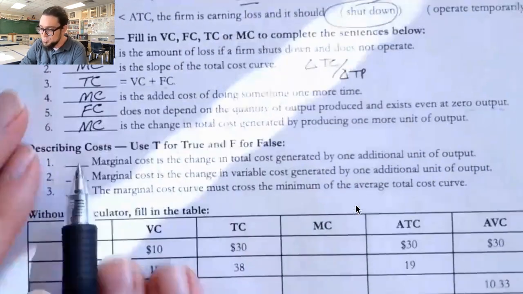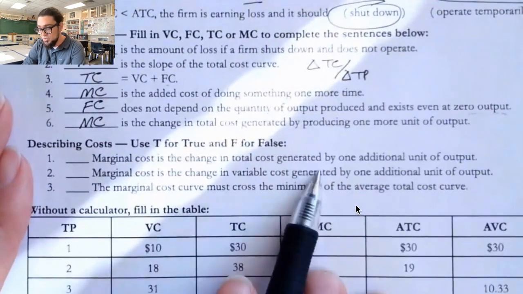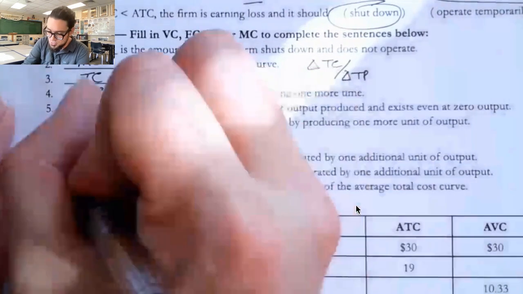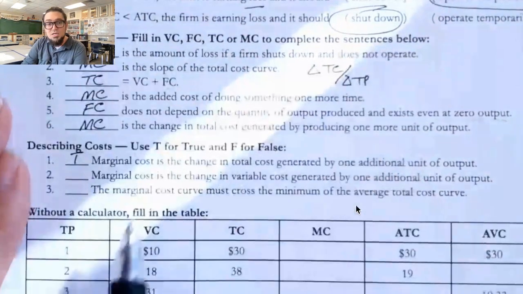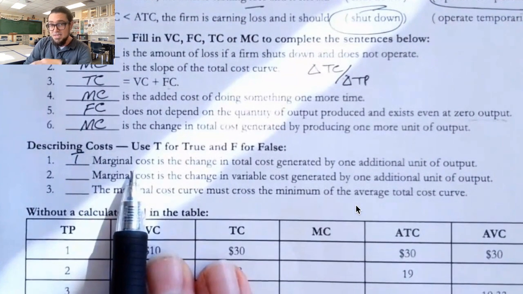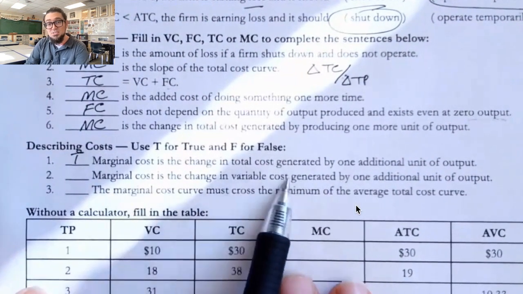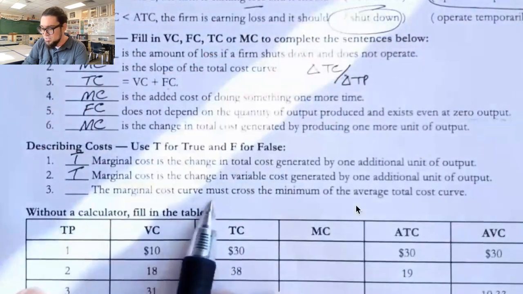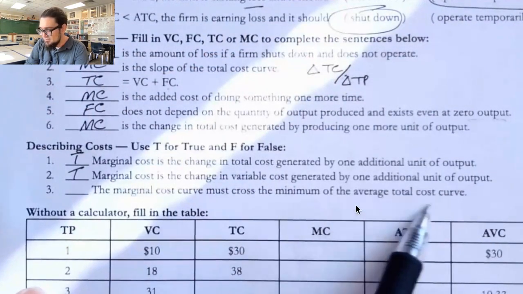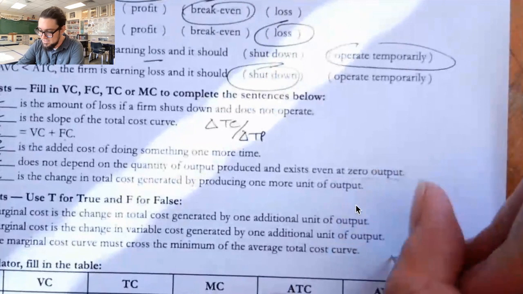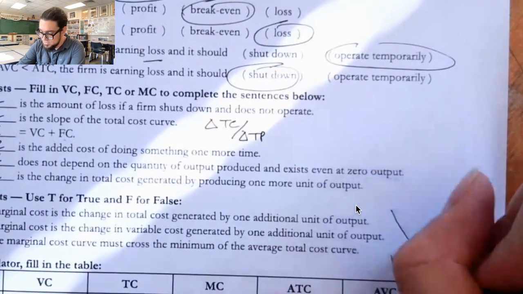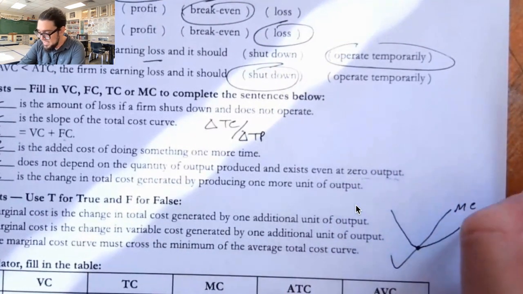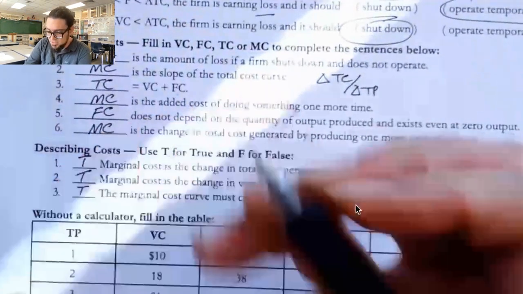All right, let's do some true false. Marginal cost is the change in total cost generated by an additional unit of output. Well, that's true. That is the definition. And if we filled in the table in the lecture last time, we also know that marginal cost is the change in variable cost from one additional unit of output. That's also true. Marginal cost curve must cross the minimum of the average total cost curve. So that's saying that marginal cost must cross at the minimum of the ATC, and that is also true. So all three of these statements are true.